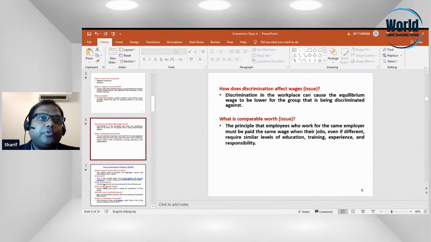We know that discrimination, like gender discrimination and many other kinds of social discrimination, also happens in this society, especially in the COVID period, and we find this is a very important thing. Discrimination in the workplace can cause the equilibrium wage to be lower for the group that is being discriminated against. What is comparable worth? The principle that employees who work for the same employer must be paid the same wages when their jobs, even if different, require similar levels of education, training, experience, and responsibility.